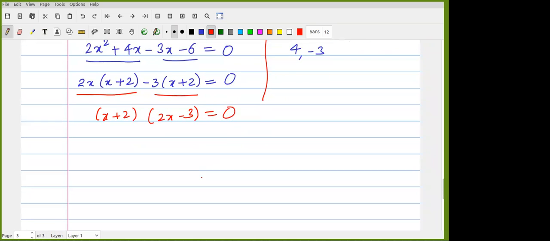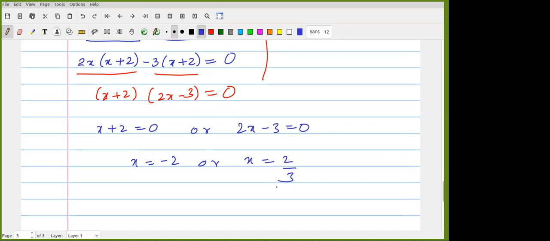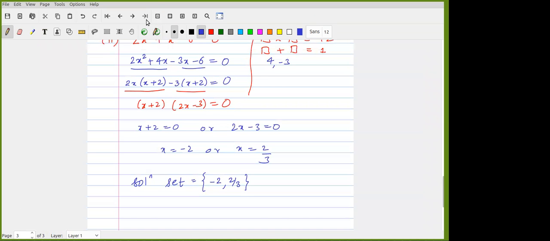Okay. Now, we know that when a into b is 0, either a is 0 or b is 0. So from here we can say x plus 2 is 0 or 2x minus 3 is 0. Yes or no? So we will get x is -2 or x is 2 upon 3. Yes, sir. So finally, the solution set is equal to curly braces -2 comma 2 upon 3. Yes or no? Yes. Okay, so please go through the steps and let me know if you have any doubts.